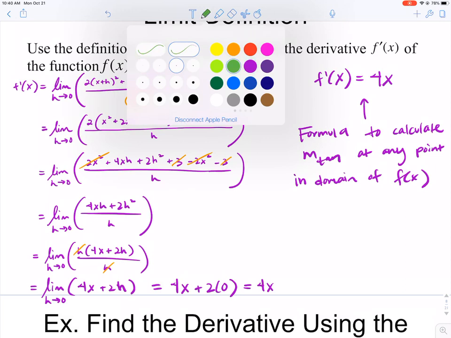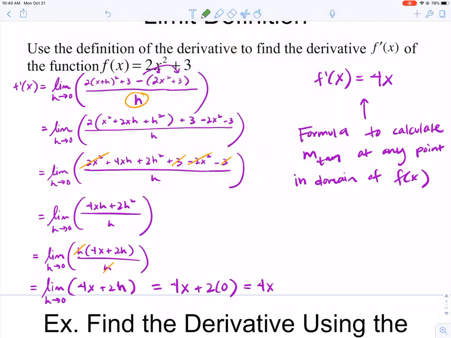So for example, let's say that I wanted to find the slope of the tangent line at x equals 2. I would evaluate f prime at 2 and get 8. So 8 would be the slope of the tangent line at x equals 2 for this particular function.